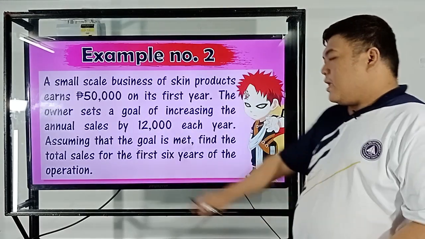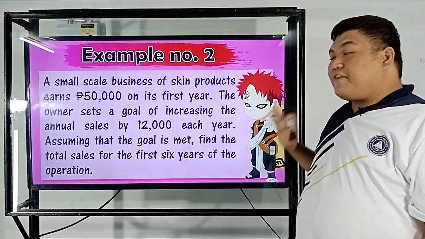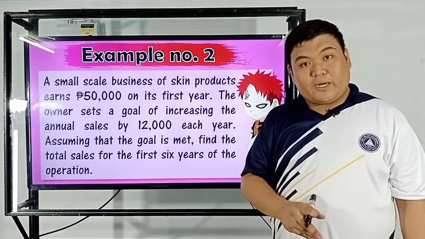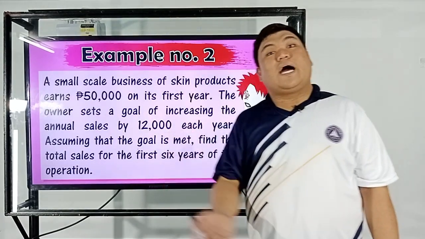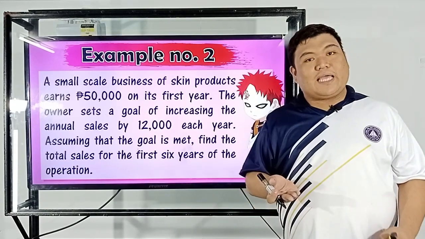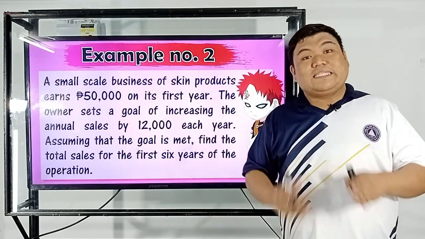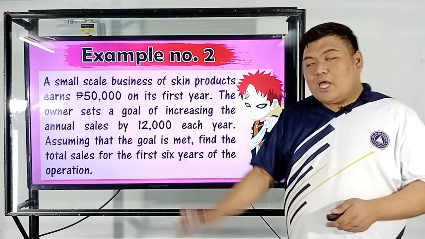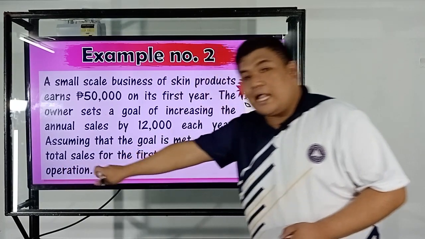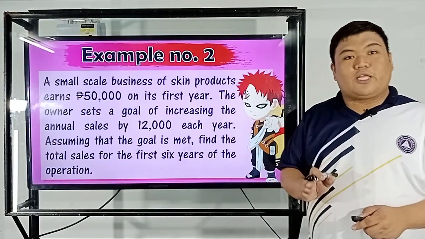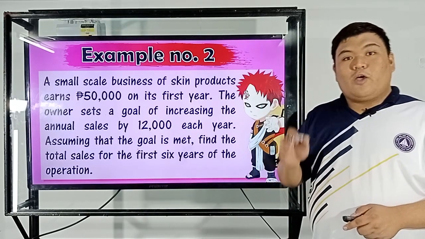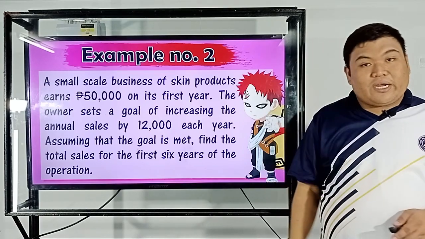So ang tinatanong po, assuming that the goal is met, find the total sales for the first 6 years of the operation. Ang hinahanap po sa atin is the total sales. Magkano daw yung kikitain niya or mapagbebentahan niya for the first 6 years of operation. Now, grade 10, the keyword po sa ating problem is yung total sales. Since we are looking for the total sales, that means we will be looking for the sum. We are looking for the arithmetic series.